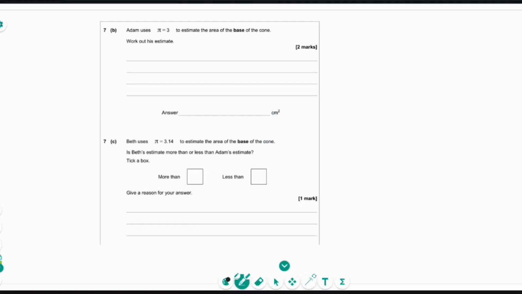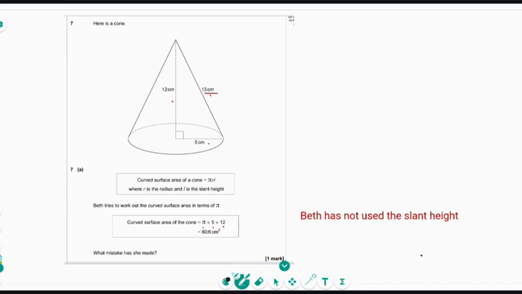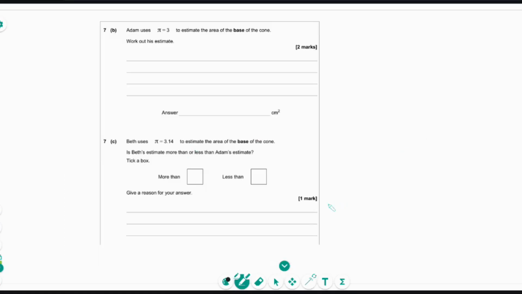7b, Adam uses pi equals 3 to estimate the area of the base of the cone. The area of the base of the cone is a circle. How do we work out the area of a circle? Pi r squared. He's using pi as 3. Radius is 5. Pi times 5 squared. 5 squared is 25. 3 times 25, 75 centimetres squared.